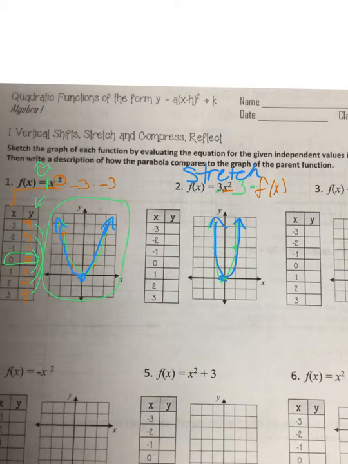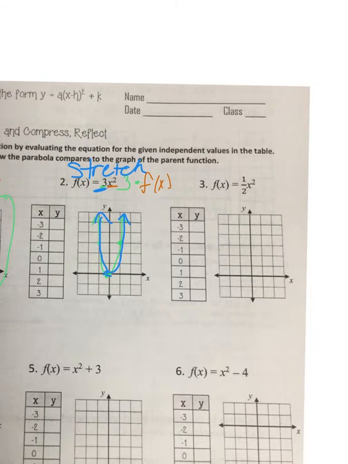So if a 3 in front makes it stretch, what are we going to say a 1/2 does? So before we answer that question, let's go ahead and write it like we did for problem 2. It's 1/2, and then you still have that parent function, so times x squared out there. So if a 3 made it stretch, what would be the opposite of stretch? We would say a compression.